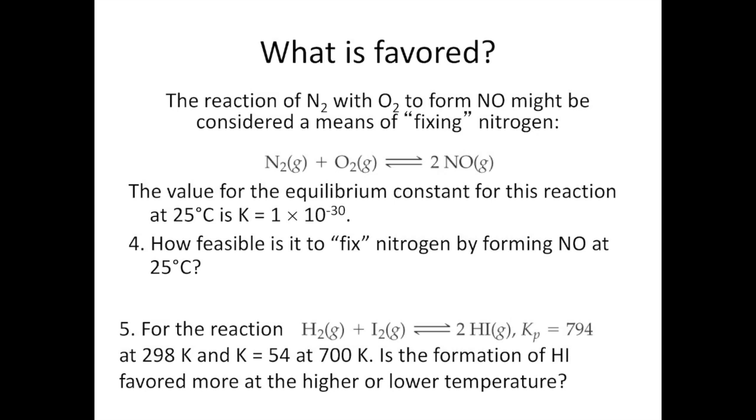Basically, we just have to figure out which is favored and how easy it is for a reaction to go in number 4. So if my K is 1 times 10 to the minus 30, that's super, super, super small. Very much below 1. If K is below 1, that means I favor the reactants, which means I have more of these guys, which means that N2 really doesn't want to be fixed.